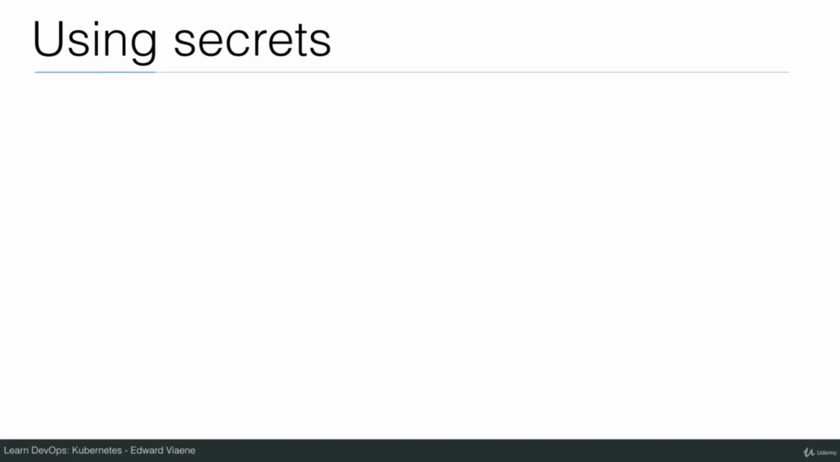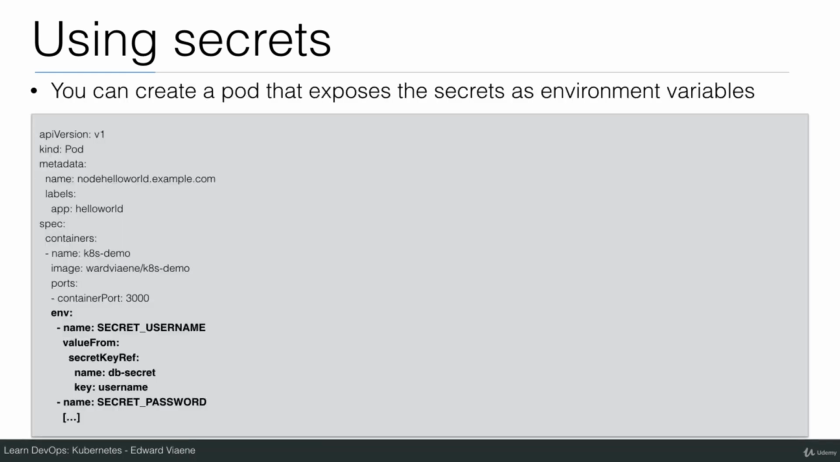Once the secrets are created, then you can use them. At that point, you have the three options. I will show you the two most common ones, which is the files and environment variables. If you're going to use environment variables, you can create a pod that exposes the secrets as environment variables.